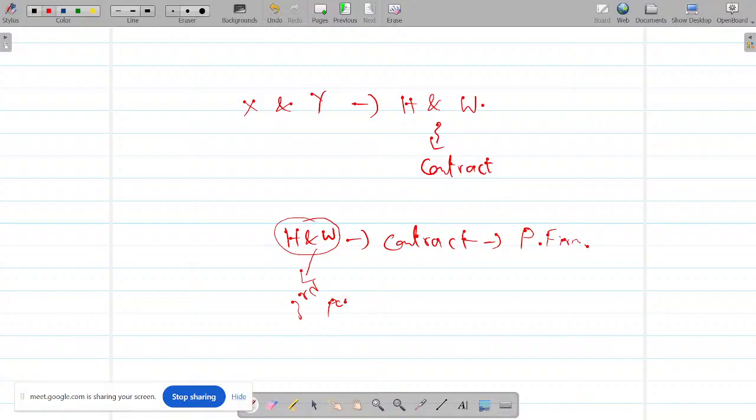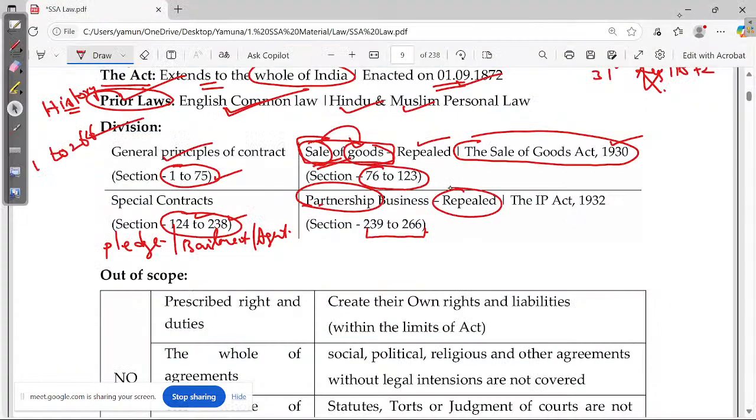Here we cannot simply use the provisions of the Indian Contract Act. Instead, we need special provisions on it. What are the rights the husband has? What are the rights the wife has? It's not only between husband and wife. It can be any two persons involved in a partnership firm, but still the Contract Act does not discuss the specific things. That's why we have a specific act called the Indian Partnership Act, from 1932.